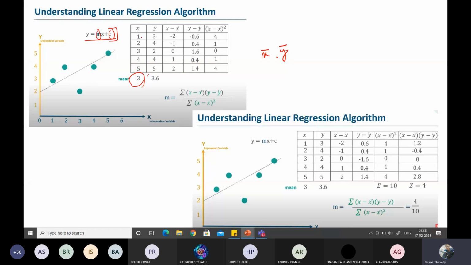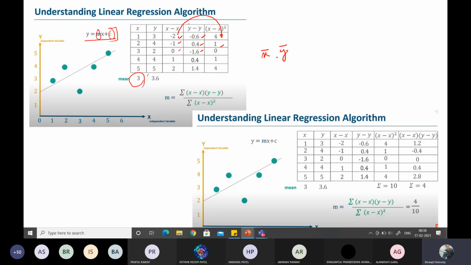So x minus x bar means for this value, 1 minus 3 is equal to minus 2, 2 minus 3 is equal to minus 1, 3 minus 3 is equal to 0. Like that you can calculate all these values. Similarly y minus y bar: 3 minus 3.6 is equal to minus 0.6, then 4 minus 3.6 is equal to positive 0.4, 2 minus 3.6 is equal to minus 1.6. Like that we can calculate all these values. Next is x minus x bar square. If you take the square of these values, minus 2 square becomes 4, minus 1 square becomes 1, 0, 0, 0, 1 square 1, 2 square 4.